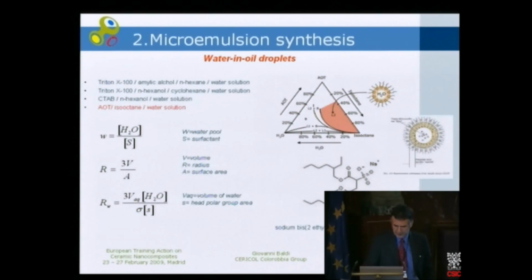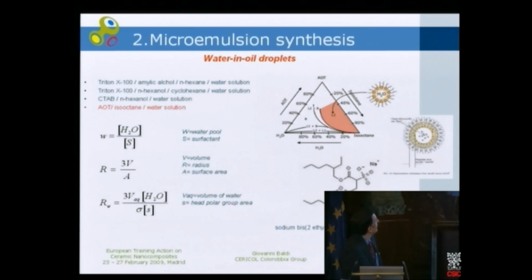One of the most important surfactants that we use on an industrial scale is sodium bis(2-ethylhexyl) sulfosuccinate. It's named AOT, and as you can see, we can change the ratio between the water pool and the surfactant in order to change the size of the particles.